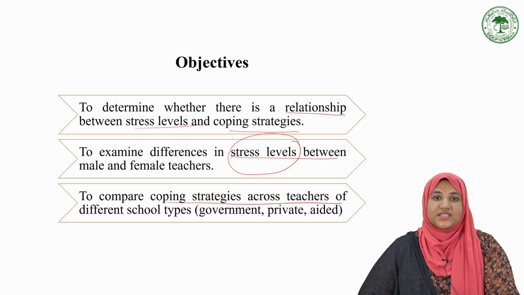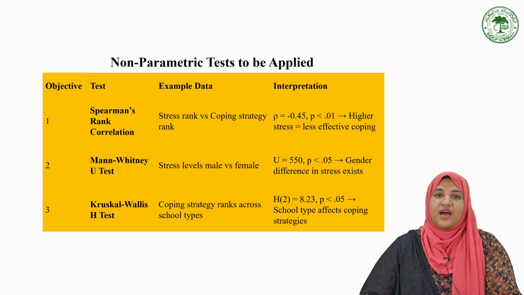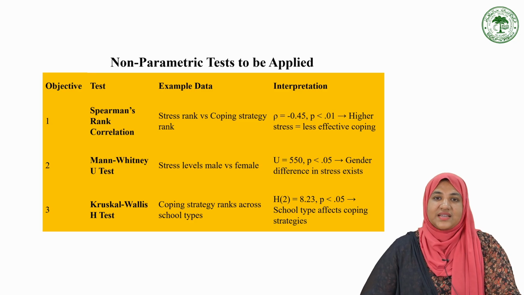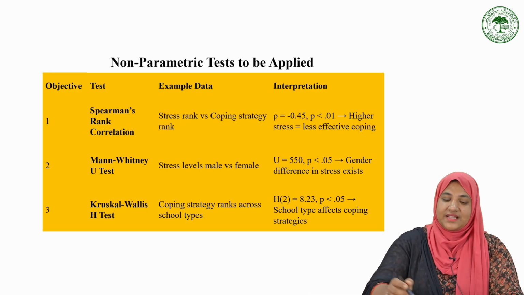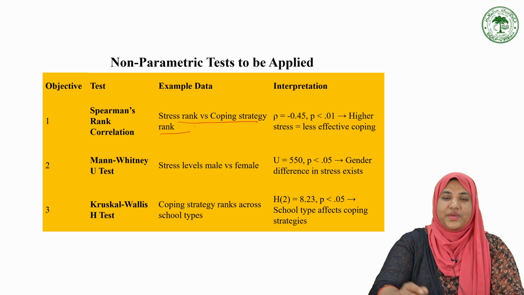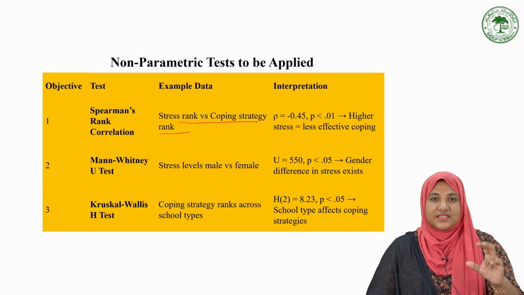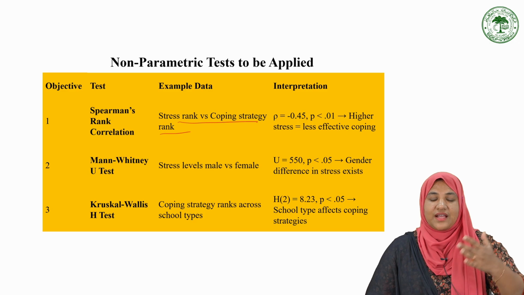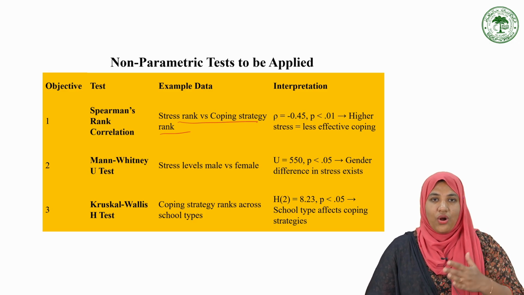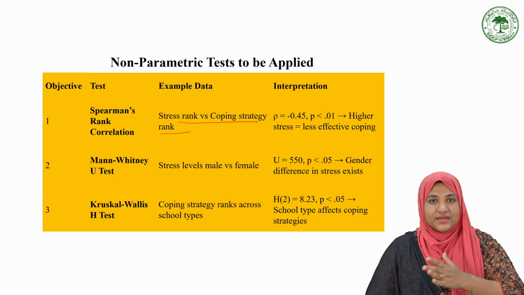The first objective was to determine whether there is a relationship between the stress levels and coping strategies of the students. So let's see. We are using a non-parametric test over here, that is Spearman's rank correlation. Here we are making an example data, that is stress rank versus the coping strategies. We are finding out the relationship between the stress and the coping strategy. We have taken it in ranking form, the stress level as rank and the coping strategies on the ordinal scale.